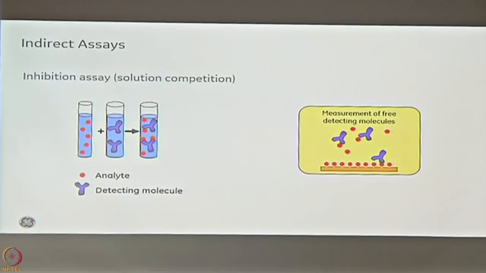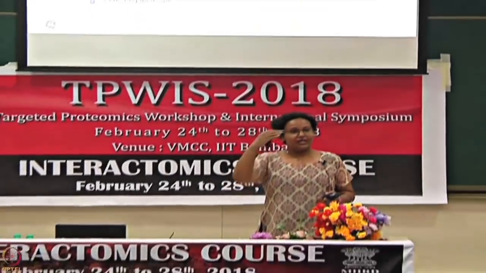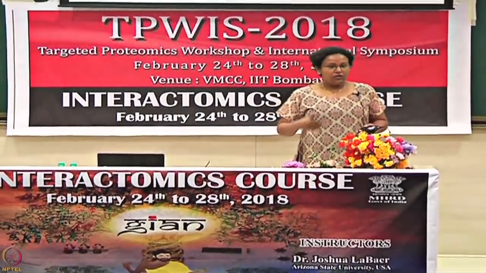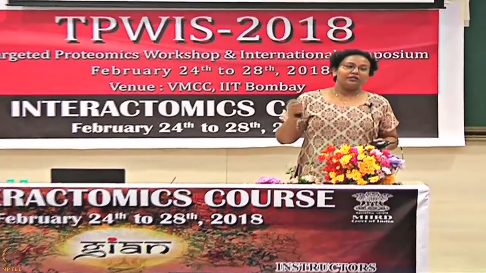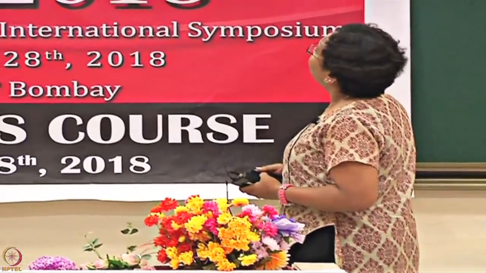So, with the increasing concentration of detecting molecule, you will have free detecting molecule in the solution, right. And then when you put this mixture here, with the increasing concentration of analyte, you actually see a drop in response unit, right. So, it's actually a reverse. Usually in direct binding, with the increasing concentration of analyte, you see an increase in response unit. Here you are seeing just the opposite, right.